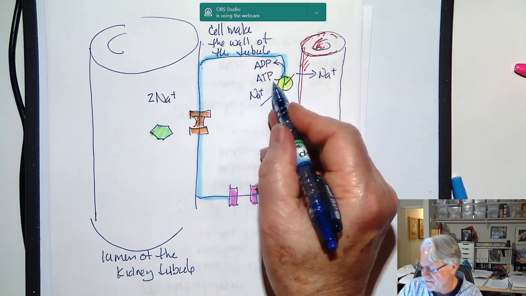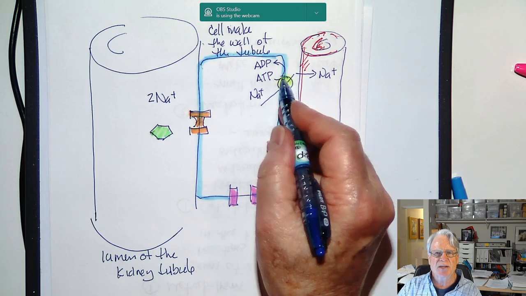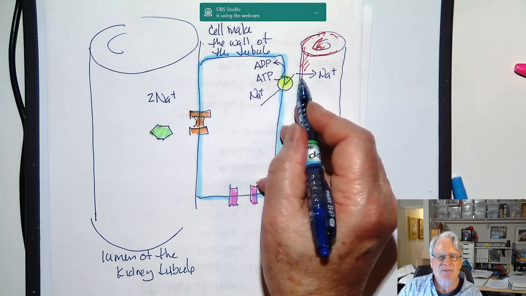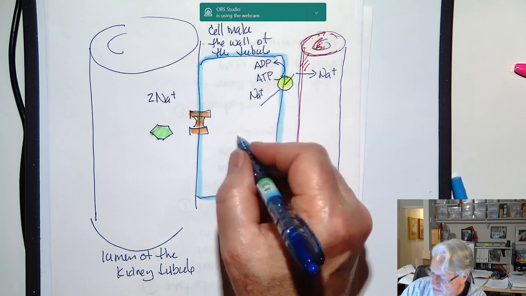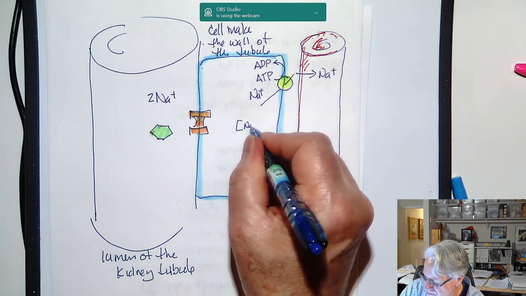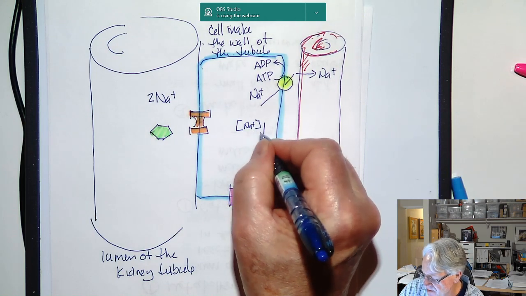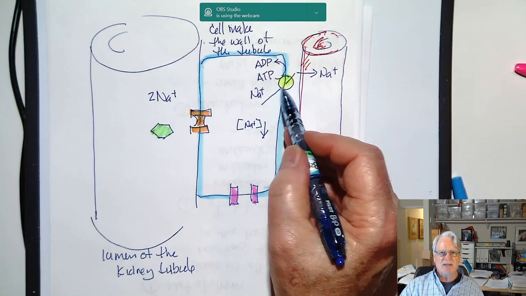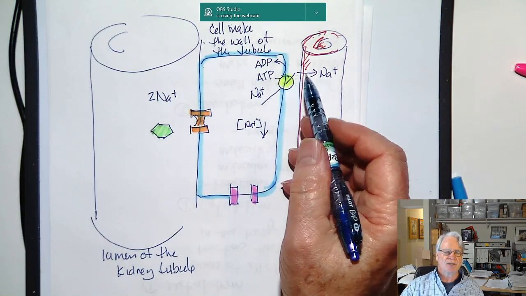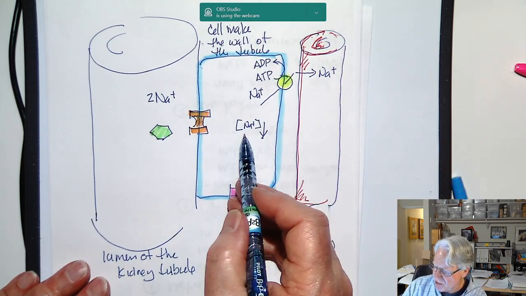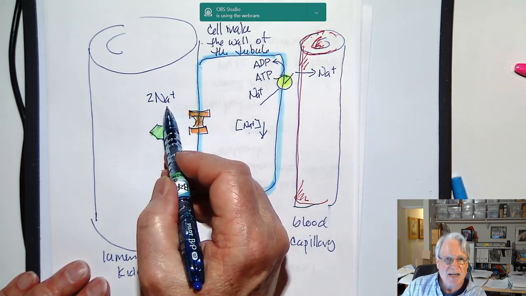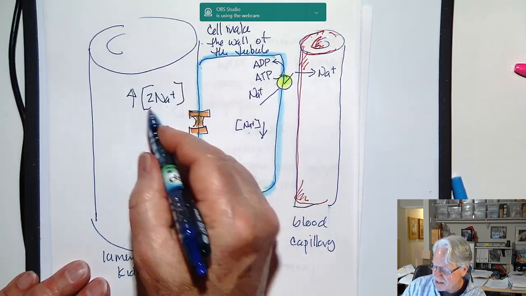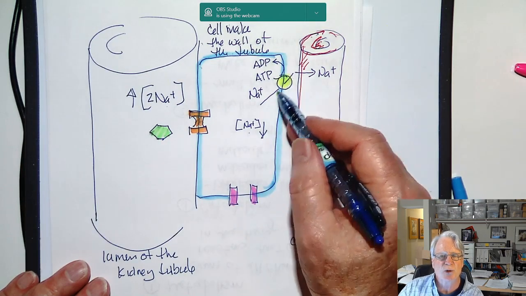So adenosine triphosphate to adenosine diphosphate. I'm using up ATP. I'm working to move sodium out of the cell. So basically, this concentration of sodium inside the cell is reduced because I work so hard using energy to pump the sodium out. Okay? So that creates a concentration gradient between the inside of the cell and the tubule. So if I look at this, that concentration is high compared to this because I've done this work right here.